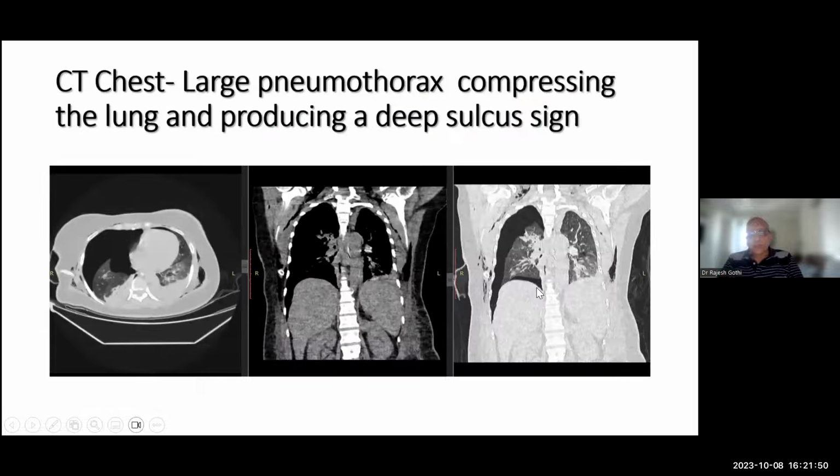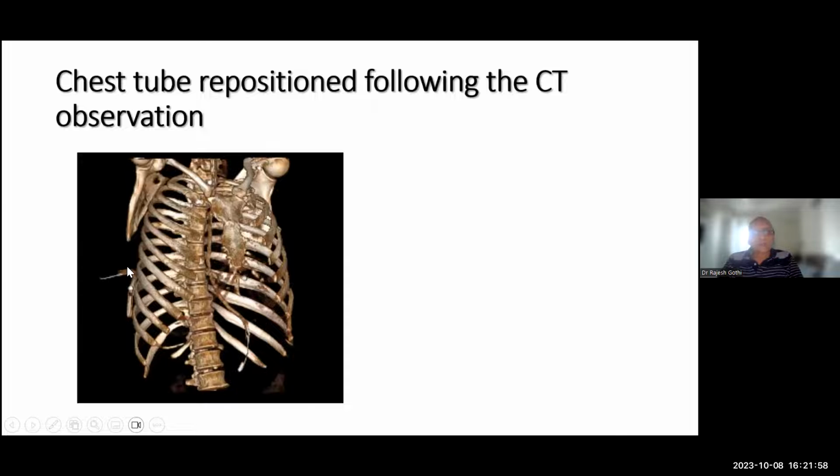So we look for the tube. The tube is lying over here. It comes here, but doesn't go into the chest. So it is lying actually outside. You can see the tube lying outside. It is tilted, it is kinked and gone down.